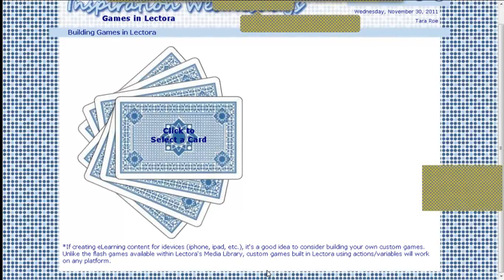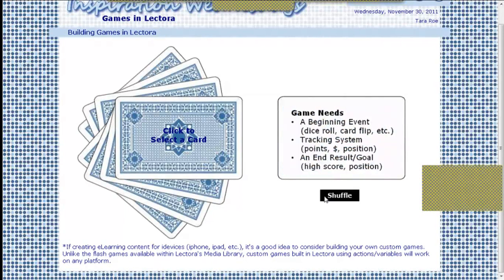Let's talk about some of the things that you need to think about when you start building your own games within Lectora. First and foremost, what does your game need? The first thing you want to think about is, how is your game going to begin? Do you begin with a dice roll, a card flip, etc.? What about your tracking system? As the user goes through the game, are you using points to track the user's progress? Are you using a number system? Are they gaining dollars? Or what about position? Are you setting up some type of game board as the user navigates forward? When they reach the end of the game board, is that how they win, etc.?